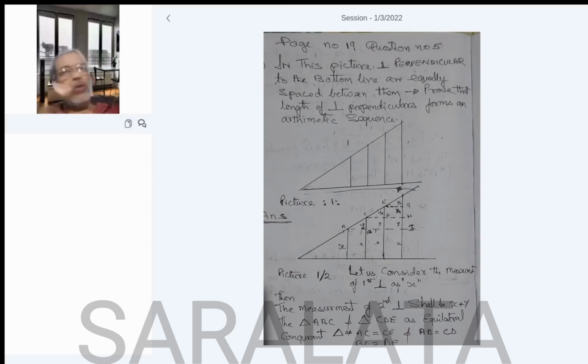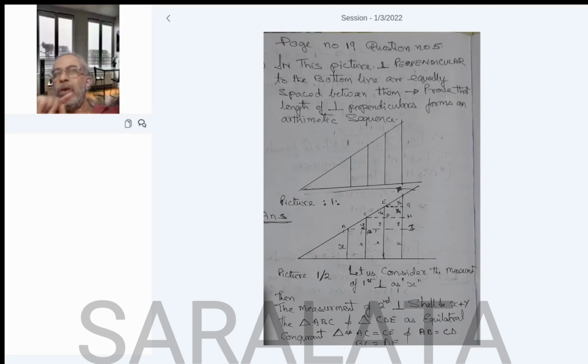right? Because x is already there, and we added a little more in the perpendicular line, which I'm terming y. So my total measurement of that perpendicular becomes x plus y, right? Now here, let's look at it. The spaces are equal. The perpendicular lines are spaced equal, right?